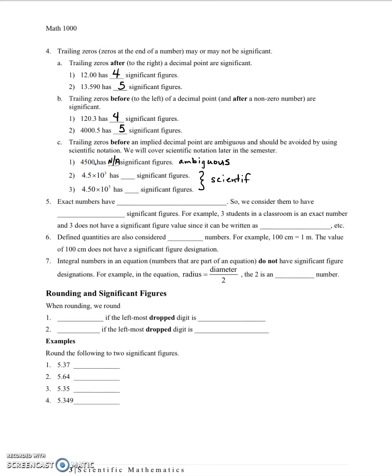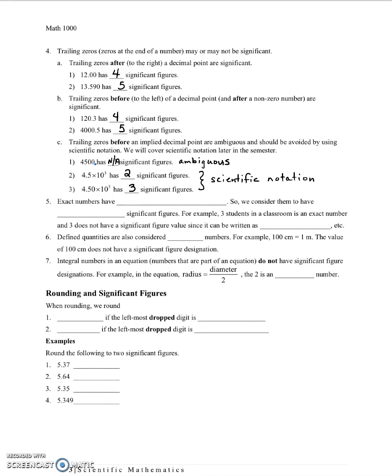But when we have significant figures in scientific notation, we do not worry about the times 10 to the power. We just look at the first number. So 4.5, hopefully everybody by now knows that that's two significant figures. And 4.50 times 10 to the third, remember we just ignore the 10 to the third power. And we look at 4.50, and that has three significant figures.